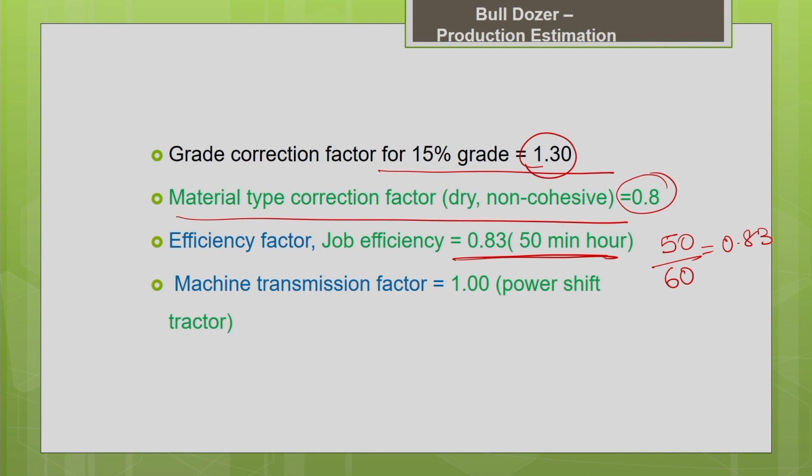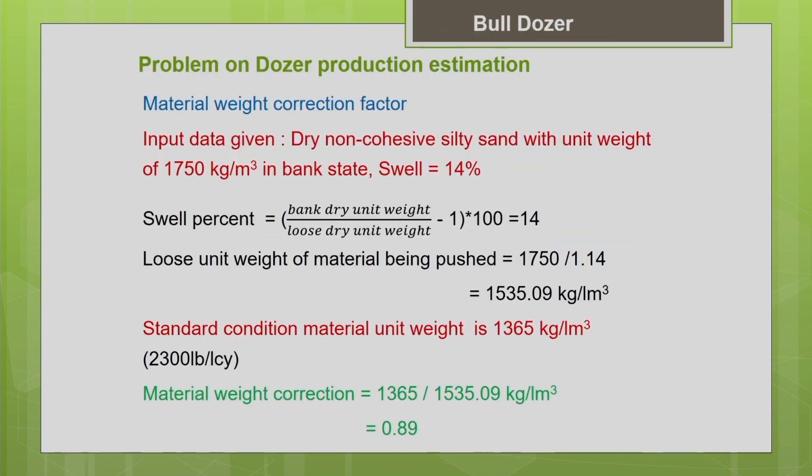Then machine transmission factor. So, in this problem also it is automatic gear change, power shift mode. So, you need not apply any correction factor. So, it is just 1. It is same as the ideal condition. In ideal condition also it is power shift mode. Here also it is power shift mode.